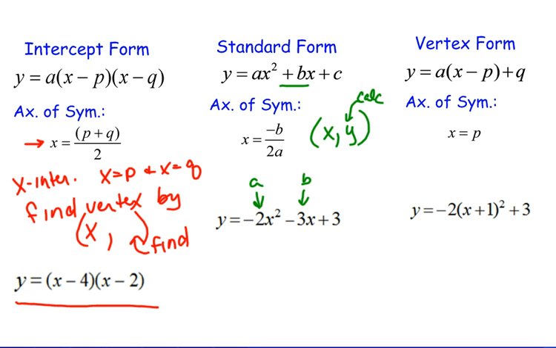The last one is vertex form. In vertex form, you can look at it immediately and tell what the vertex is. The vertex is going to be at (p, q). This is my x value for my vertex, and this is my y value for my vertex. Now, the vertex x here always matches the axis of symmetry x. So that one goes really quick in that you can find the axis of symmetry and the vertex fairly quickly.